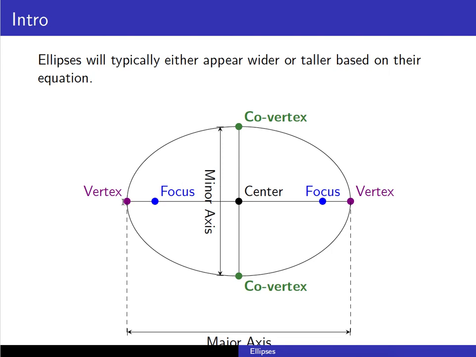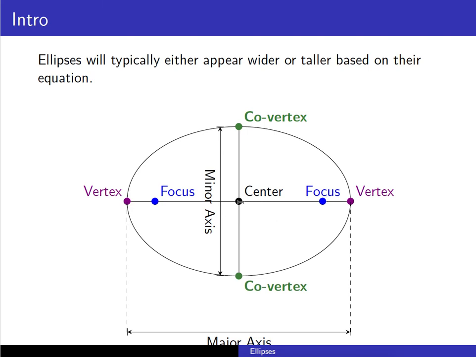So the distance from one endpoint on the wide axis to the other is called the major axis. Those endpoints are called vertices, so each one's a vertex. Our focus points were those 2 points that were inside in the previous example. They sit on the major axis, and the distance from the center to the focus going to the left is going to be the same as the distance from the center to the focus going to the right.